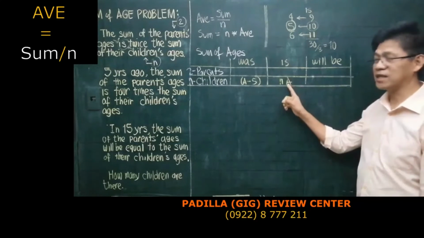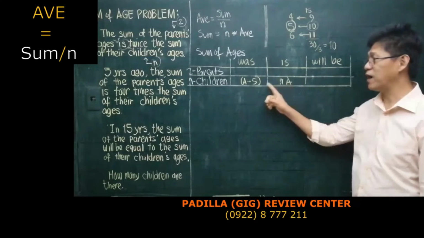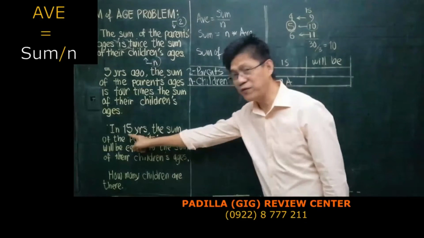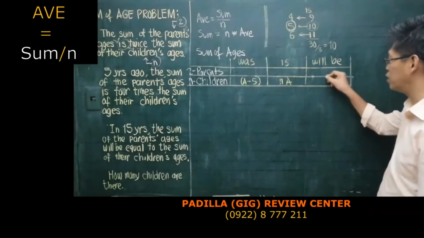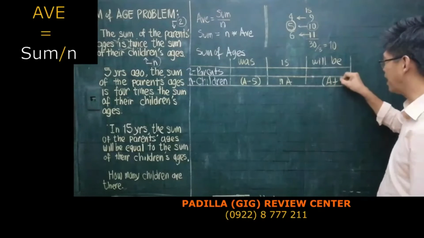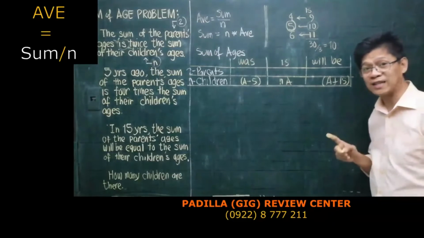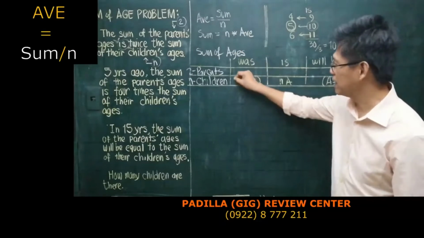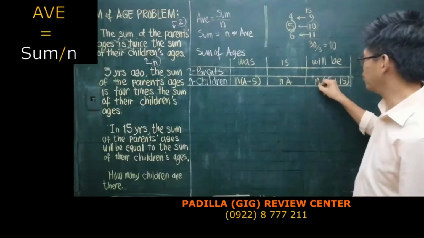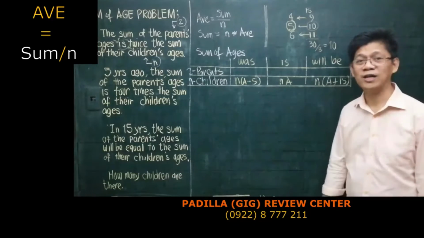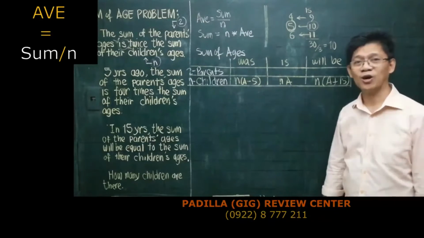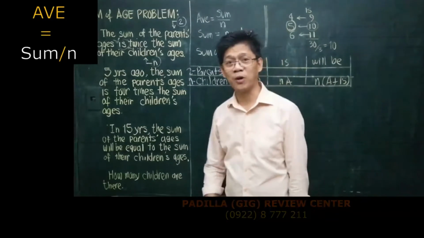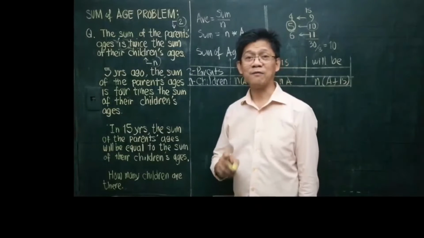So if at present the average age of children is A, 5 years ago it's A minus 5, and 15 years from now, it would be A plus 15. So that is the key here. You multiply the average by n, then you have the representation for the sum of ages of children. Let us interpret the statements of the problem paragraph by paragraph.